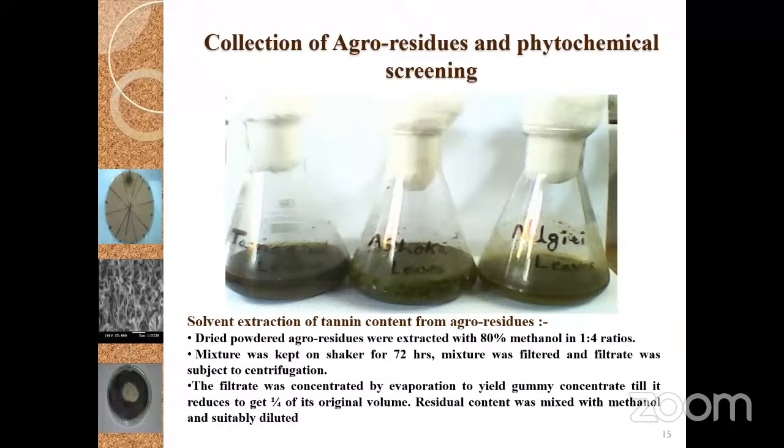For this purpose, we used the dried powder of the various agro residues with 80% methanol in a 1:4 ratio, and that mixture was kept on a shaker for 72 hours. Then this mixture was filtered, and the filtrate was subjected to centrifugation. Then this filtrate was concentrated by evaporation to yield a gummy concentrate, till it reduced to 1/4 of its original volume. This residual content was mixed with methanol and then suitably diluted to check the availability of the tannin content in those agro residues.